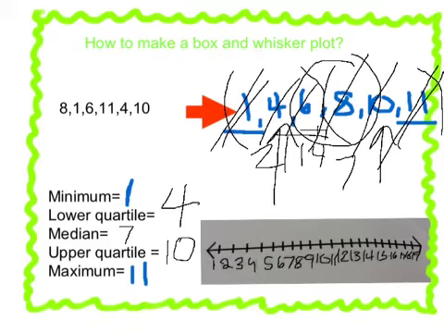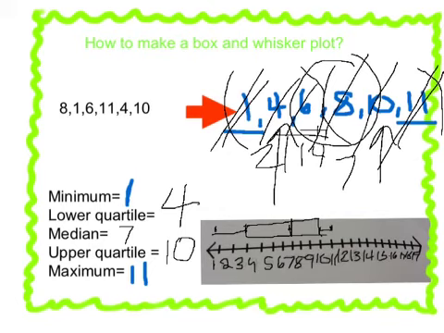Now you have all the information to make a box and whisker plot. Do the exact same thing. Draw a dot over the minimum, over the lower quartile, over the median, over the upper quartile, and over the maximum. Then draw the lines at the sides, the box in the middle, and the vertical line.